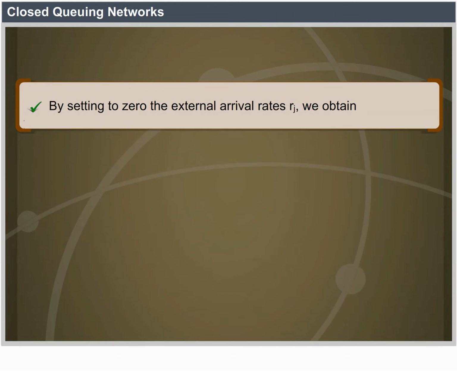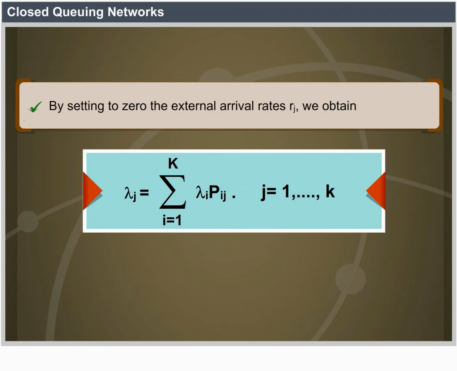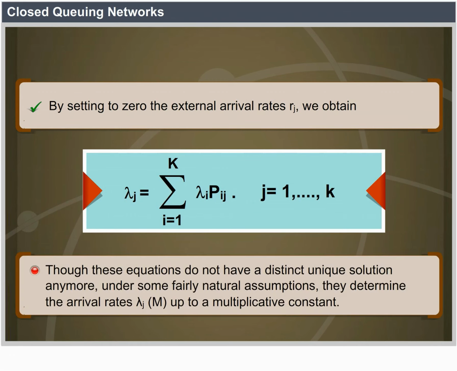By setting to 0 the external arrival rates Rj, we obtain equations that do not have a unique solution anymore, but under some fairly natural assumptions, they determine the arrival rates lambda i of M up to a multiplicative constant.